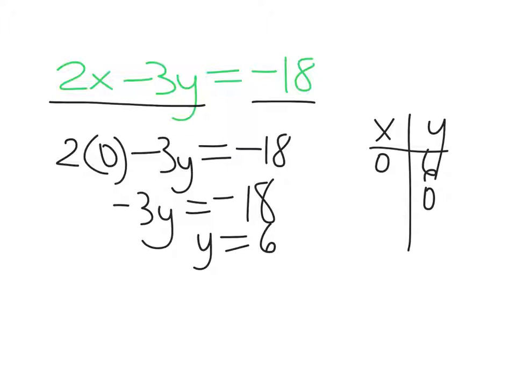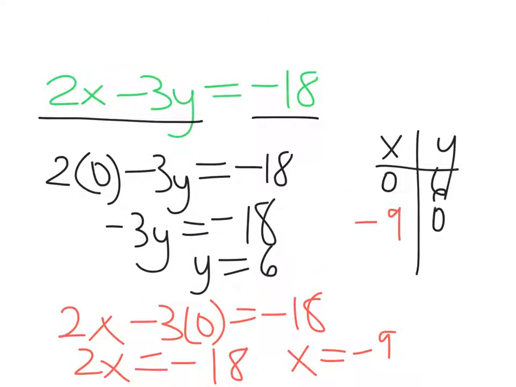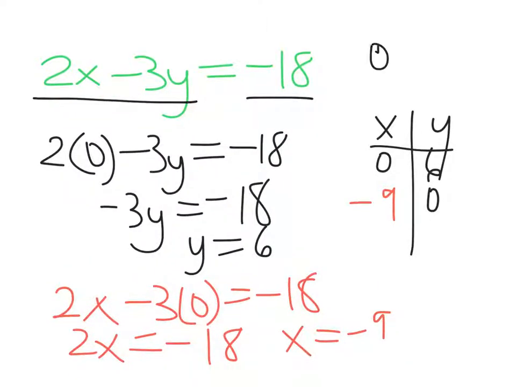Now, for the other part, when y is 0. That's going to be 2x, because that doesn't change, minus 3 times 0 is equal to negative 18. So that's going to be 2x is equal to negative 18. Divide both sides by 2, you get x is equal to negative 9. So the 2 points I would use would be 0, 6, and then the second point would be negative 9, 0. Now I would just connect the dots and I would have my line using intercepts.